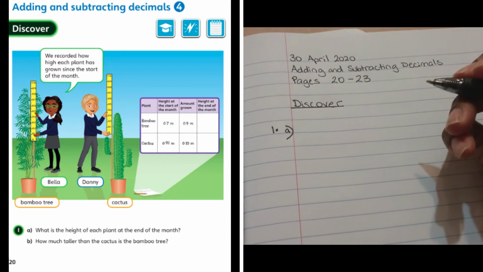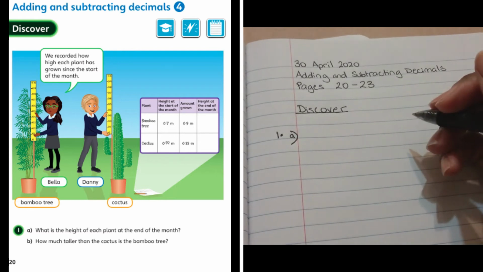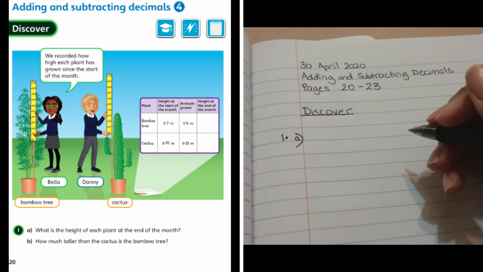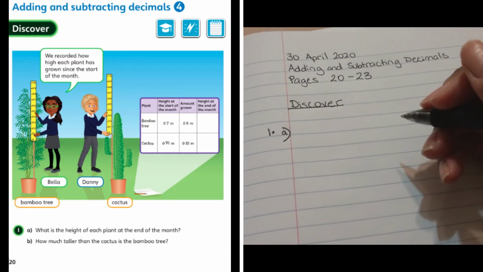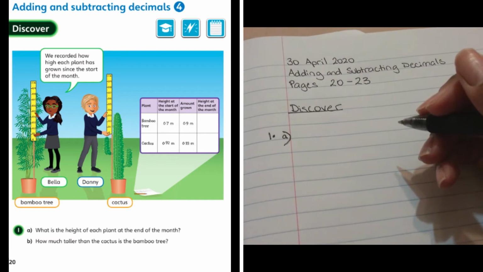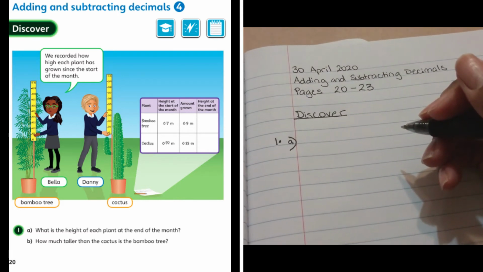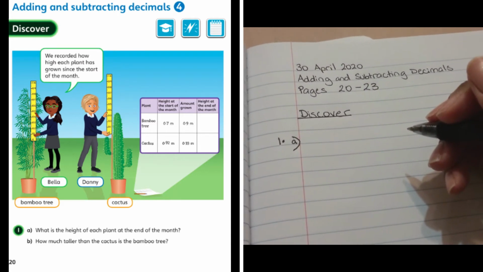Then it says the amount grown. So between the start of April and now, it's grown 0.9 meters. So it's grown a lot. Then there's a blank column at the end that says height at the end of the month. Okay. Then it gives us the information about the cactus. It was 0.92 meters at the start of the month, and then it's grown 0.33 meters.